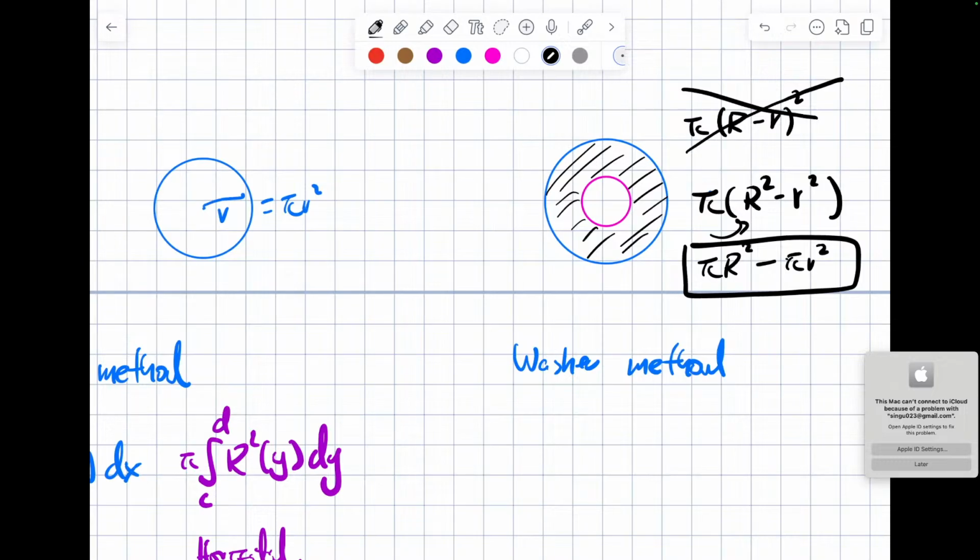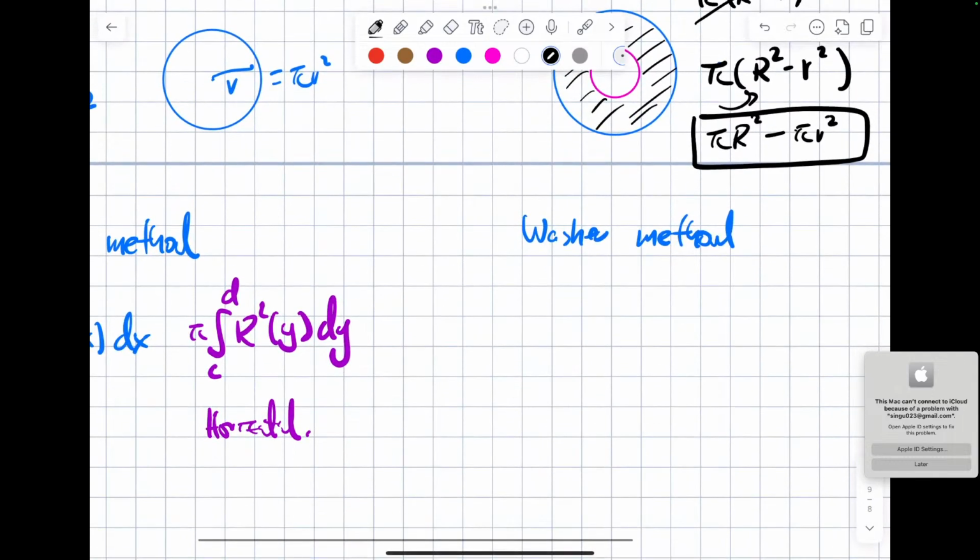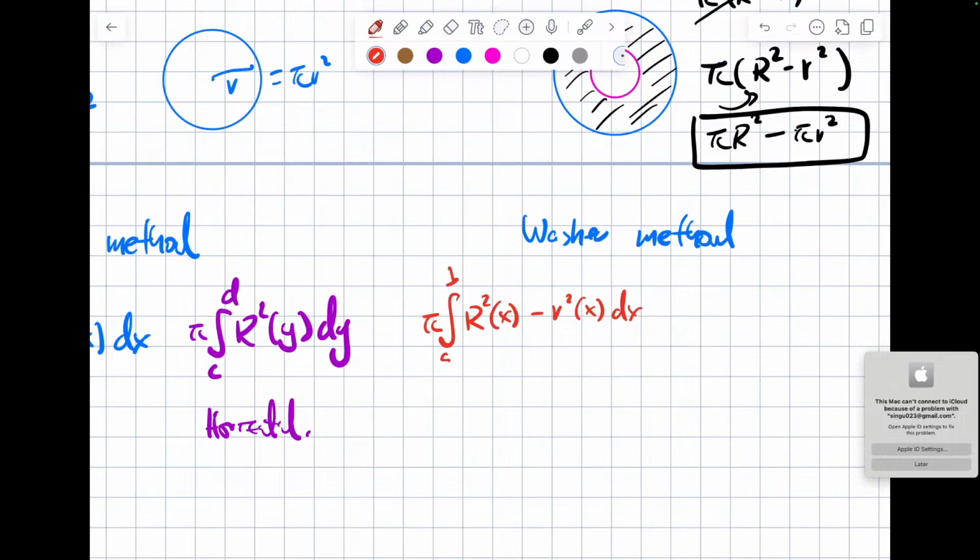So it's called washer method. We are using the washer to find out the value of certain things. Now, what we're gonna do is write down the equation. Equation same like before, it's pi, and this is gonna be R squared of x minus r squared of x dx between a to b. This is a vertical one. There's a horizontal one. It's gonna be c to d of R squared of y, that means a function in terms of y, by the way, minus r squared of y dy, times pi.